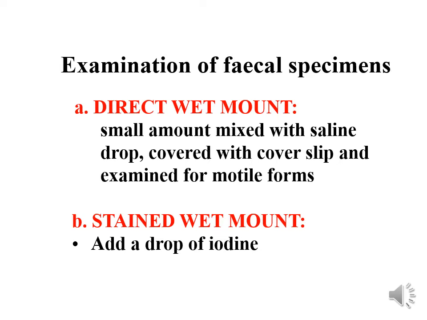Another way is to have what is known as a stained wet mount. That is, you have iodine, you take a small amount of stool, mix it up, put a cover slip, and you examine. The iodine will give a yellowish color to the specimen, and this makes it easy to identify the parasite. But we believe the gold standard test is to stain the specimen, but it is a longer procedure.